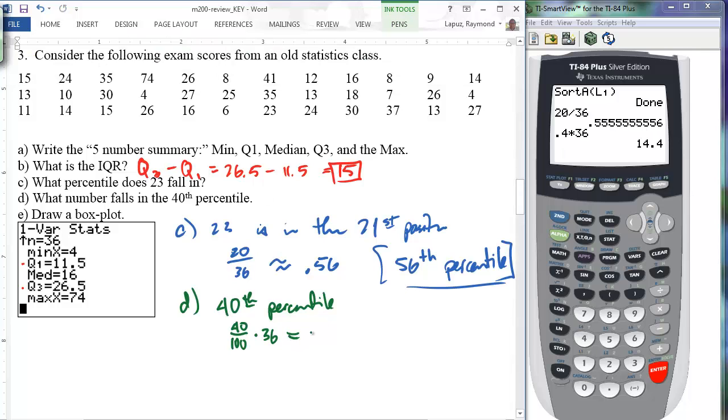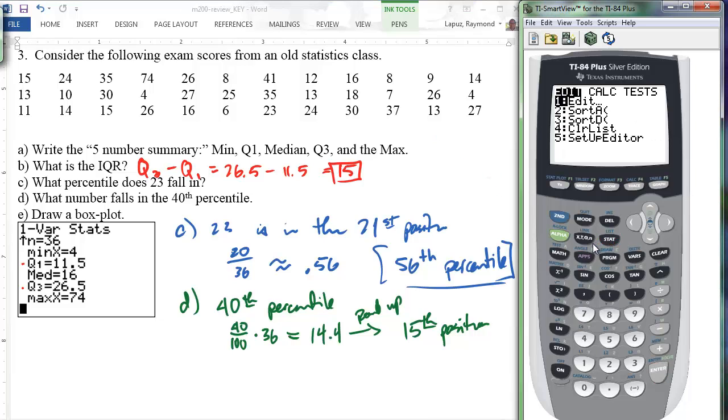We're going to round up for this case. 14.4, round up. That's 15th position. So we can count. Remember, it has to be in order. So let's go back to our calculator and look at the 15th position.